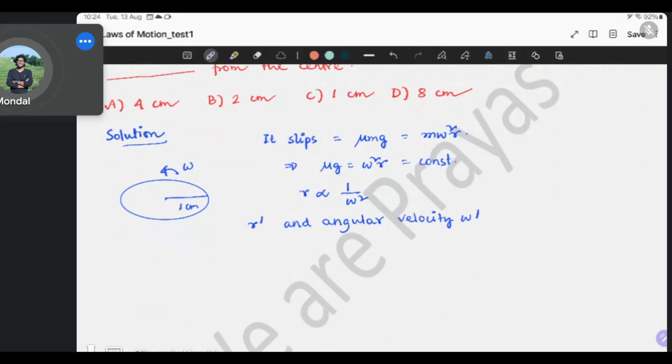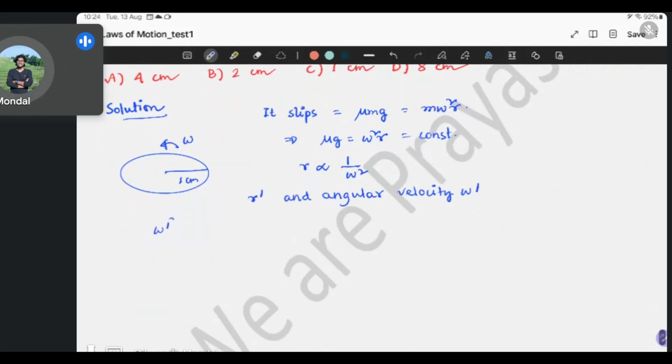then we can write omega prime square r prime is equal to omega square r, because the friction force is constant. It depends on the surface of the table, right? No other external thing, like how fast it's moving; frictional force doesn't depend on that.